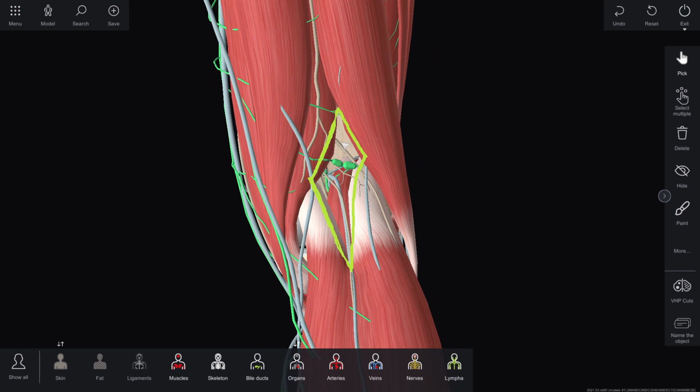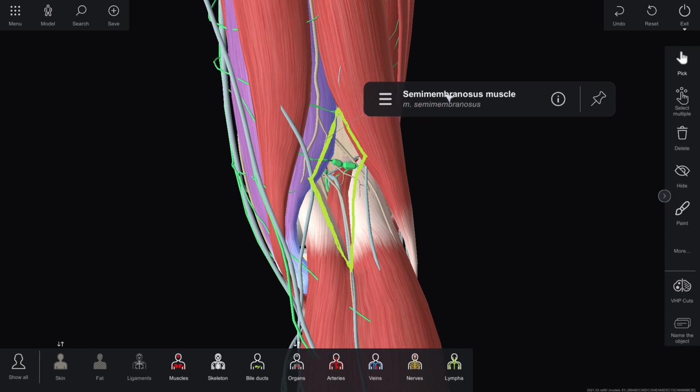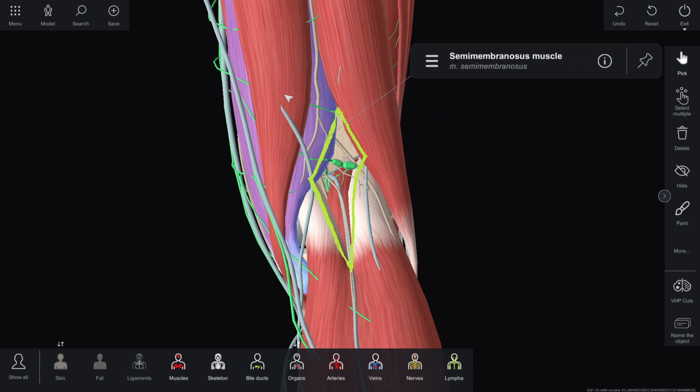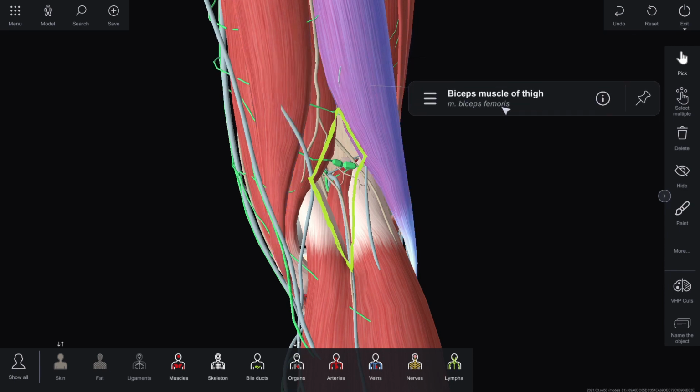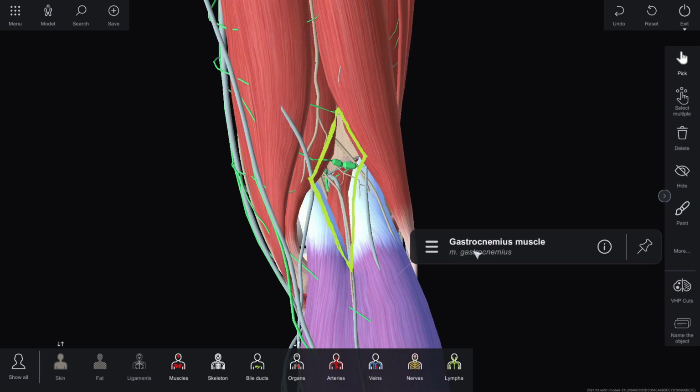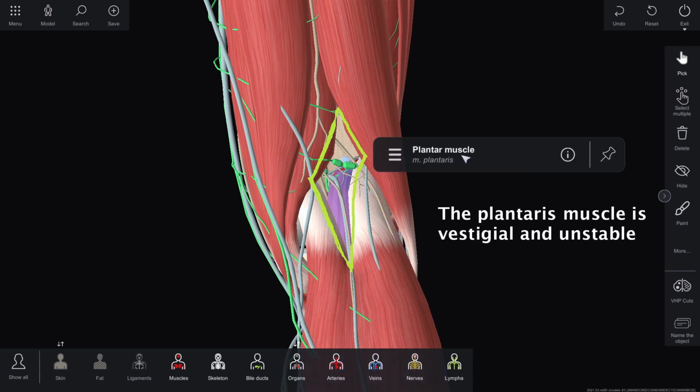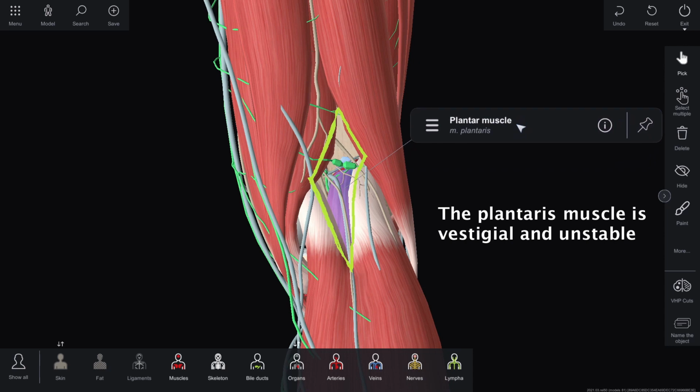The walls of the popliteal fossa are, from above, medially, the semimembranosus, and more superficially, the semitendinosus muscles. Laterally, it's the biceps femoris. From below, medially, it's the medial head of gastrocnemius, and laterally, the lateral head of gastrocnemius, and deeper there, the plantaris muscle.